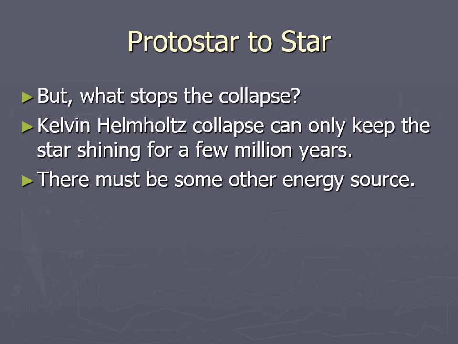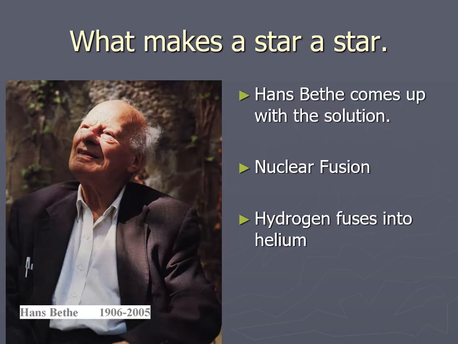And of course, dinosaurs were tens of millions of years old, and so the sun has to have been shining for that long. In fact, billions of years. And so how do we do that? So there has to be some other energy source that makes the sun shine. And that energy source is actually what would stop a protostar collapsing.